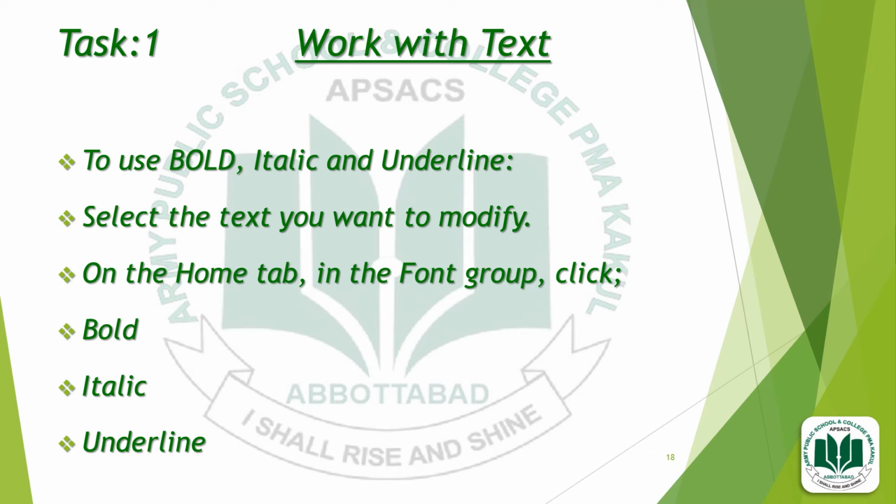Students, in this chapter, we learn how to make our text bold, italic and underline. Here are some steps. First of all, you will select your text, then go to the Home tab in the Font group. Click on Bold, Italic and Underline. Through these steps, you can make your text bold, italic and underline.